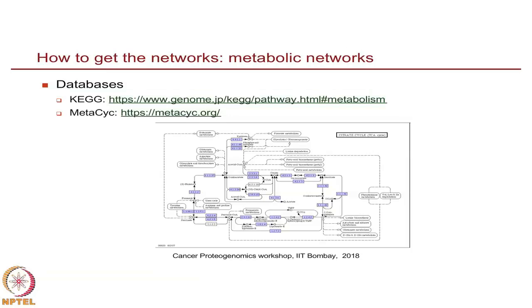And the metabolic networks, those are the networks that have been very well studied for a long time, and there are very well established databases for this type of network. The two commonly used ones include KEGG and MetaCyc. These are two widely used metabolic network or pathway databases.